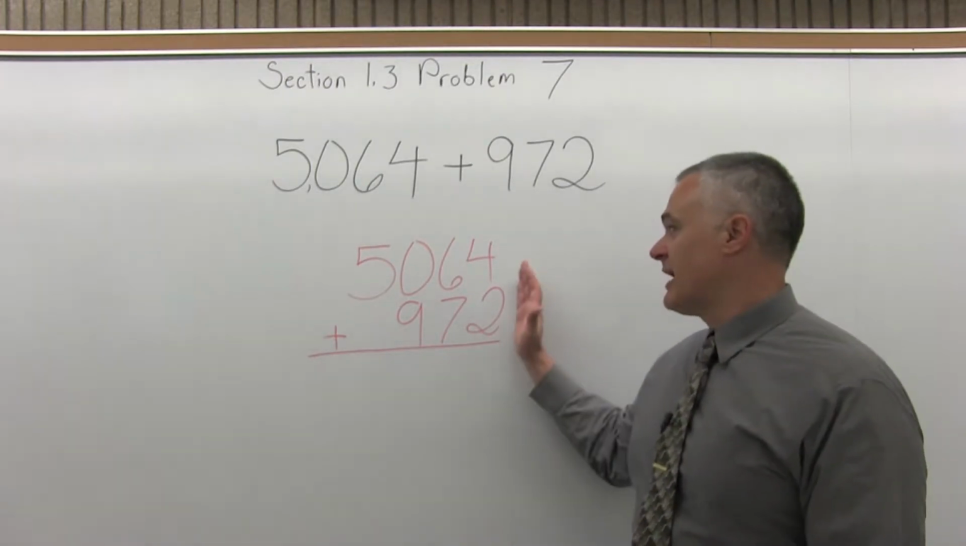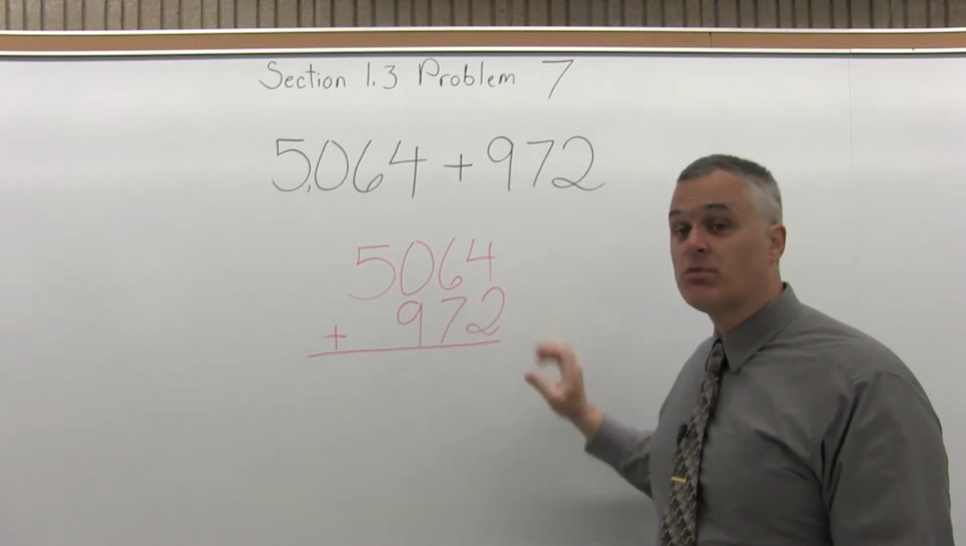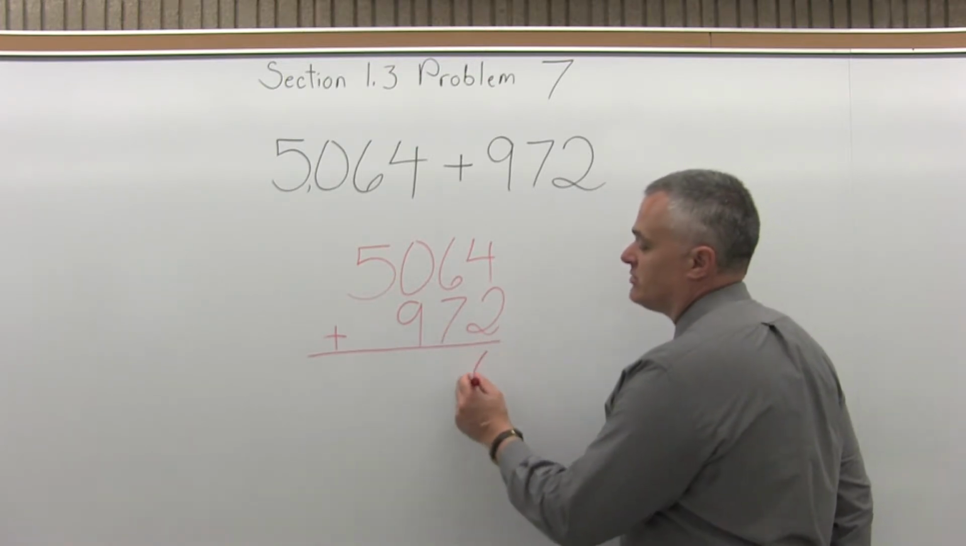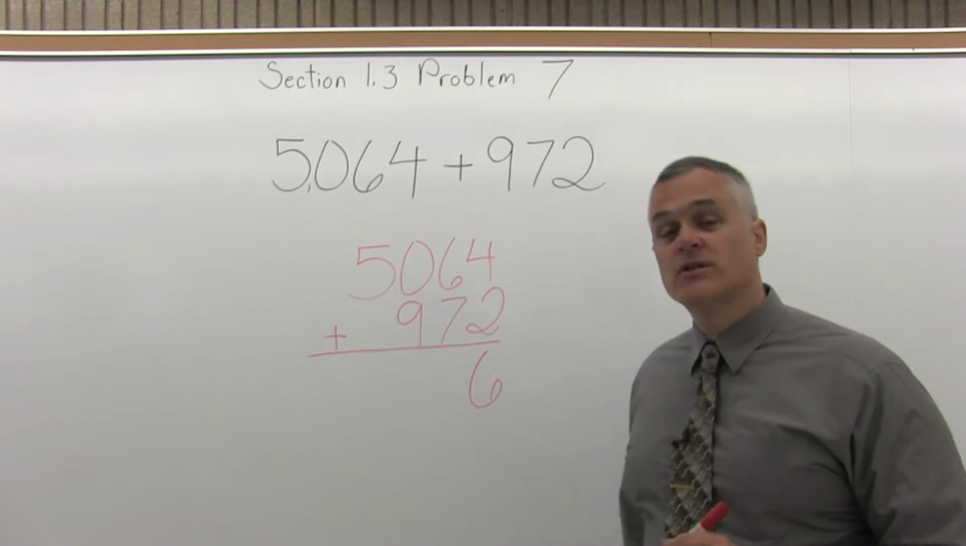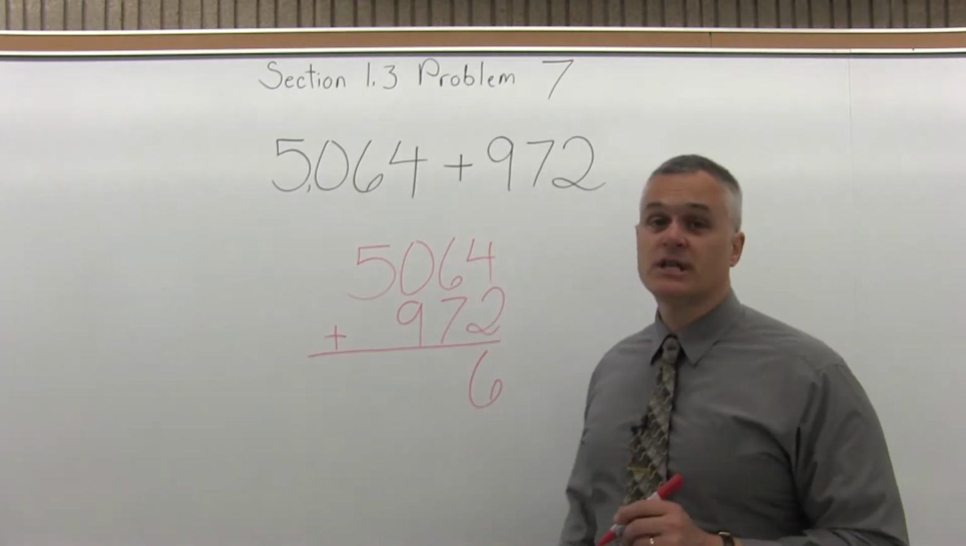So I'm going to start at the far right column and add the digits in that column, which would be 4 plus 2. 4 plus 2 is 6. There's nothing to carry, so I just put the 6 underneath the column with the 4 and the 2 and move over to the next column.